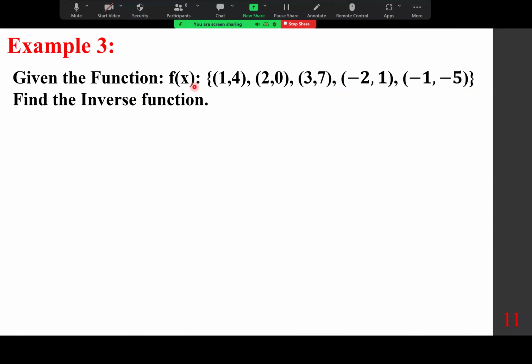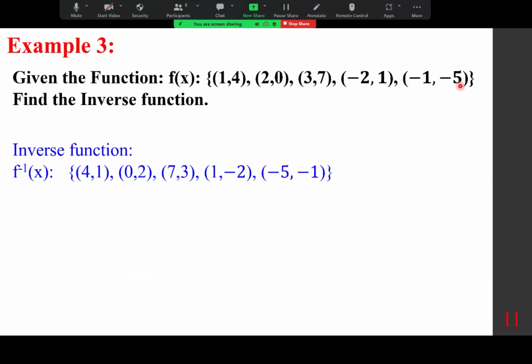Given the function f of x with ordered pairs (1, 4), (2, 0), (3, 7), (-2, 1), (-1, -5), find the inverse function. All you have to do is interchange x and y. For example, this becomes (4, 1). This becomes (0, 2) all the way to the end. So f inverse is (4, 1), (0, 2), (7, 3), (1, -2), (-5, -1).